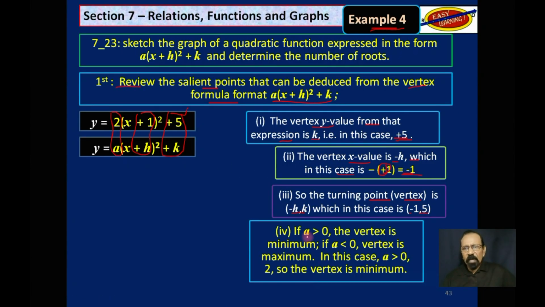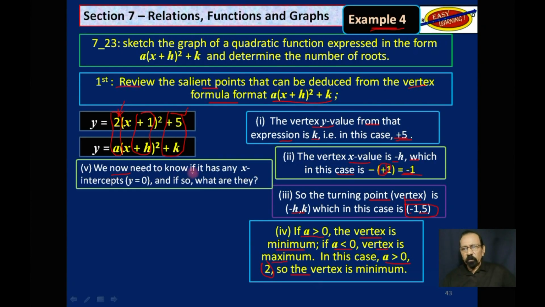Let's determine if that is a maximum or a minimum turning point. If A is greater than 0, the vertex is minimum, the lowest point that the graph will go. If A is less than 0, the vertex is maximum, the highest point that the graph will go. In this case, A is greater than 0. It is actually 2, as we see here. So the vertex is minimum. The graph will open upwards. This will be the lowest point that the graph will reach.